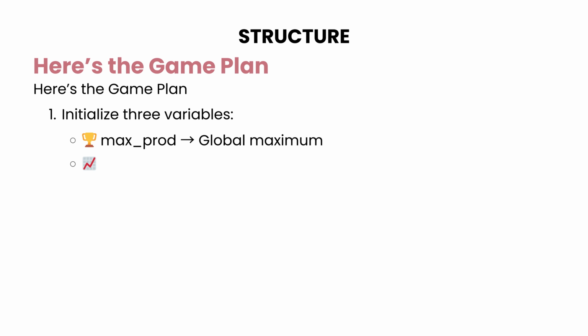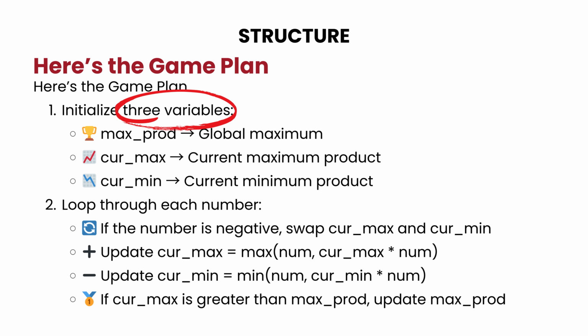Here's the structure of our solution. First, initialize 3 variables. Max_prod for the global max. Cur_max for the current maximum product ending here. Cur_min for the current minimum, for handling negatives. Then, start all at the first element. Next, for each number in the array, starting from index 1: if the number is negative, swap current maximum and current minimum. Update current maximum as the higher of the number itself or number times current maximum. Update current minimum as the lower of the number itself or number times current minimum. Update maximum product if current maximum is greater. And lastly, return maximum product.